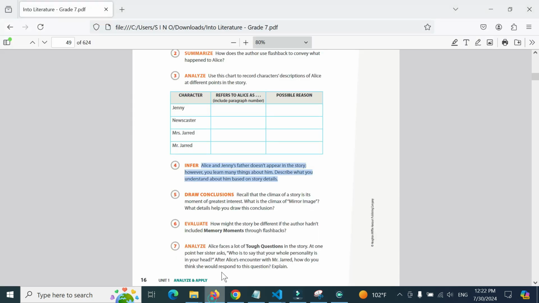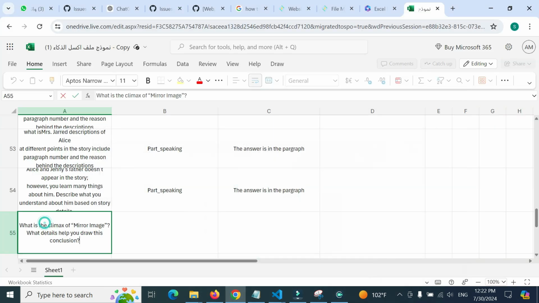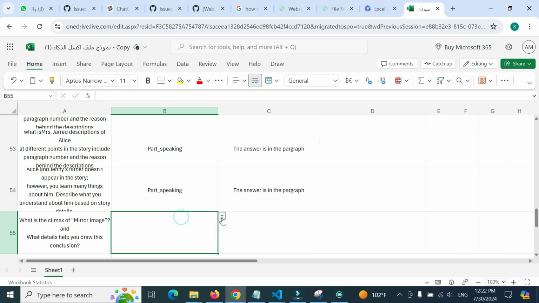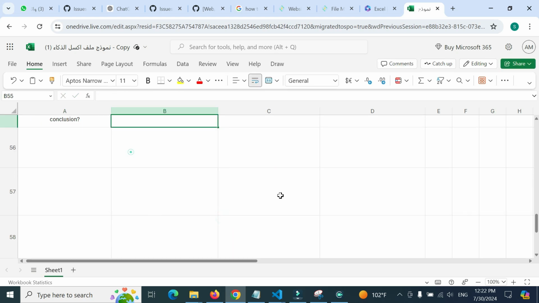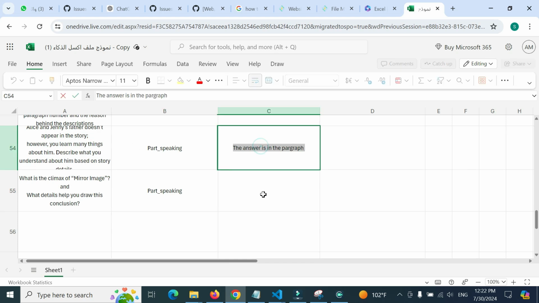Okay. So now, as for draw conclusion, we call that the climax of the story, the moment of greatest interest. What is the climax of Mirror Image? What detail helps you draw it? So this is actually two questions, and what is it? I'll just be part speaking, and the answer is in the paragraph.